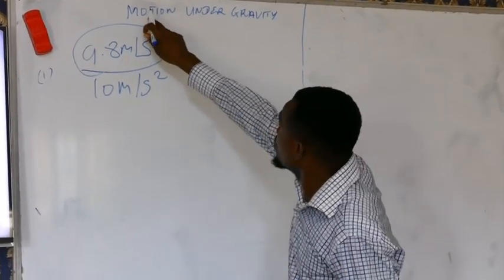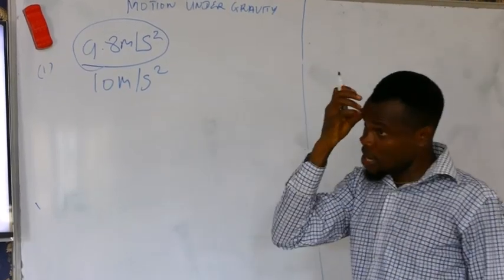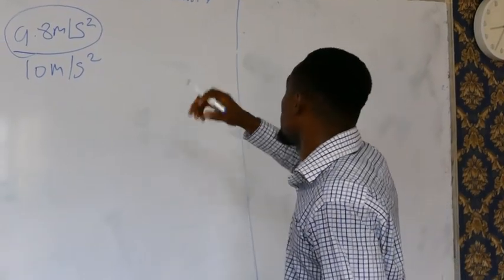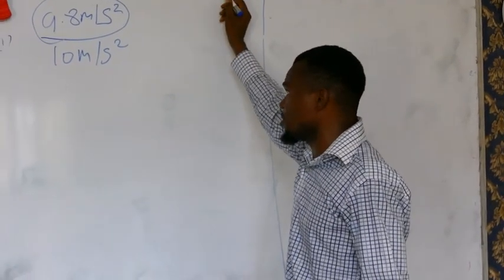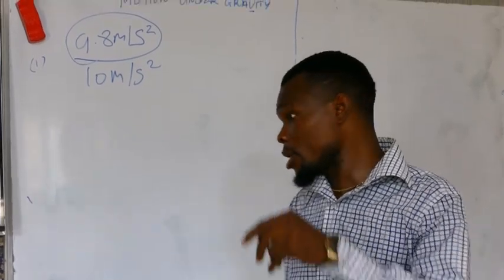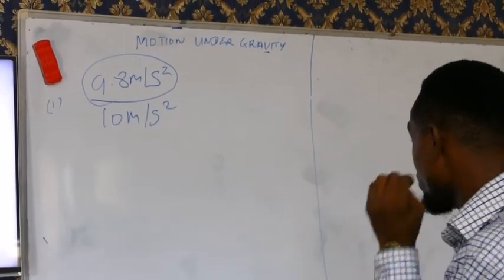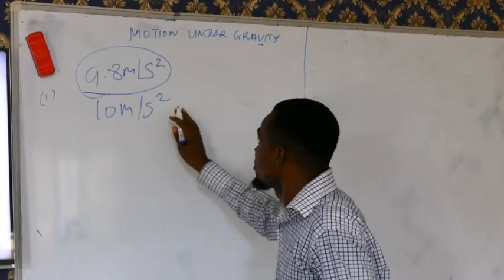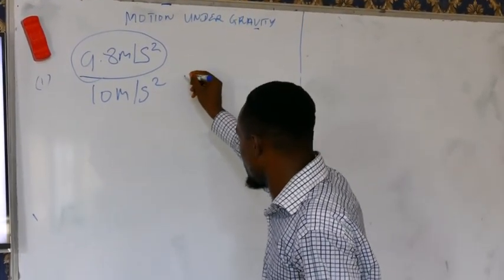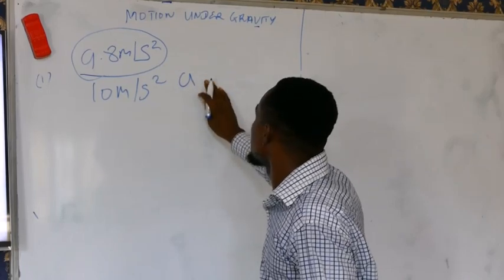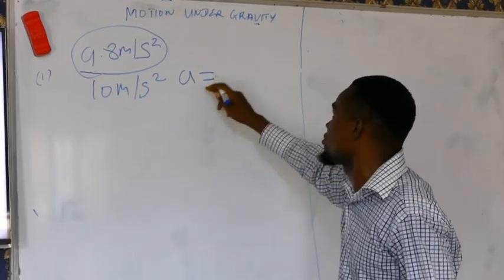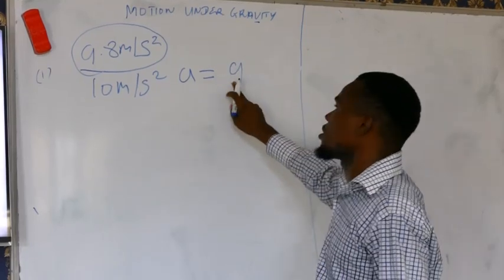So, motion under gravity and linear motion, they are related. The only difference there is just the effect of gravity. So, from the equations of motion that have been established earlier on in our previous classes, remember in the equation of motion, we have A to be acceleration. But in this case, under gravity, you replace this with g, which is acceleration due to gravity.